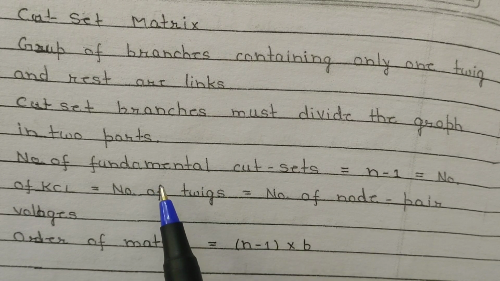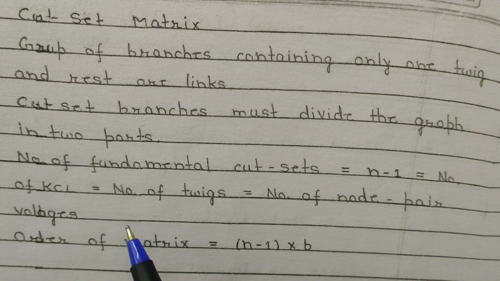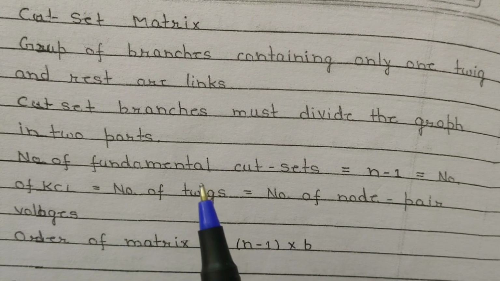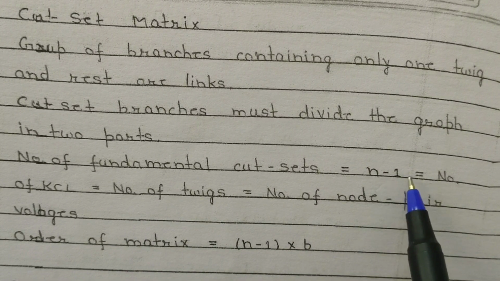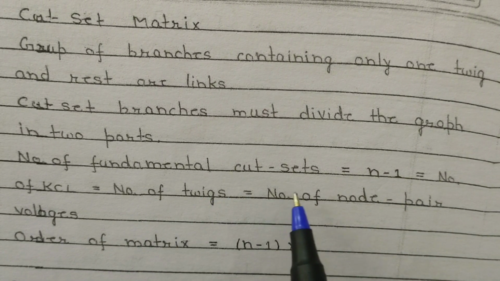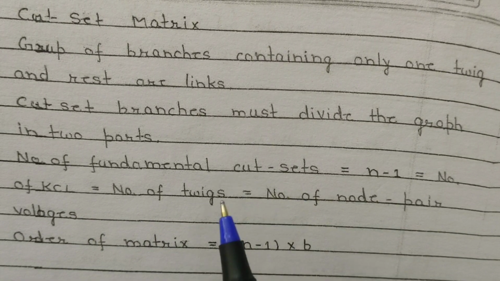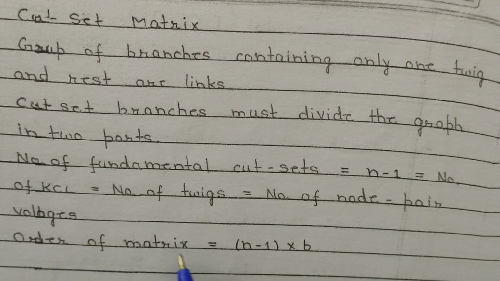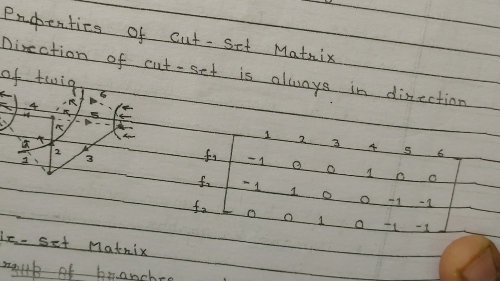The number of fundamental cut sets is n minus 1, which is also equal to the number of KCL equations, the number of twigs, or the number of node pair voltages. So n minus 1 is the formula for the number of fundamental cut sets, KCL equations, twigs, and node pair voltages. The order of the matrix is n minus 1 by B, which is the same as the reduced incidence matrix. Properties, please study here.